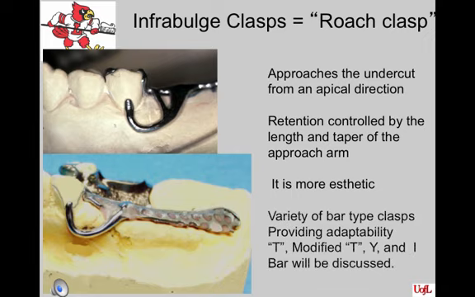There are a variety of bar-type clasps available, and they usually are named for their shape. We will discuss the T-bar, modified T, the Y, and the I-bar. We will be using the I-bar and the modified T-bar predominantly in our clinic areas.